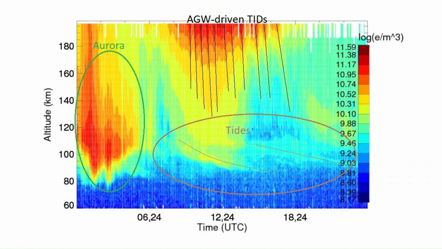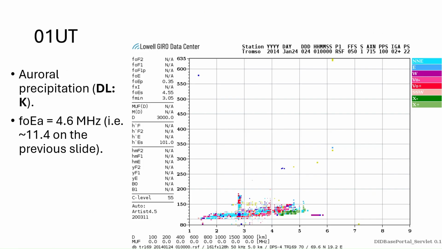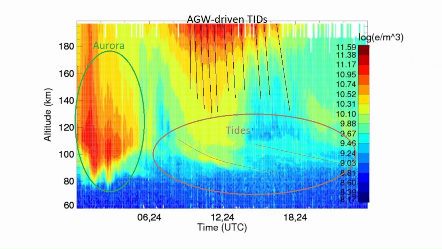So we'll start off right at 1 UT. At 1 UT, you look at the ionogram and you see this. The only reason I'm showing this is that it's probably very similar to what people saw last week in Europe in their ionograms. This is auroral precipitation. This is a thick E region profile. If we go back to the previous ionogram, this is at around 1 UT, so it's around here.